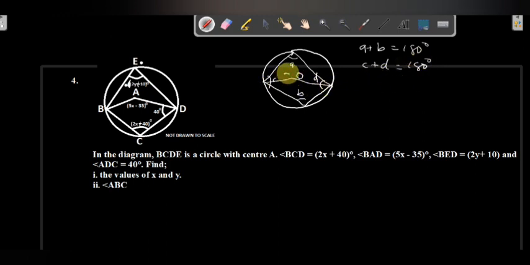Now again, if this is X and this is Y, angle X will be equal to 2 times B, and angle Y will be equal to 2 times A. So the angle at the center is always twice the angle at the circumference. So you see this angle at the center is twice this. So let's go back to the question.